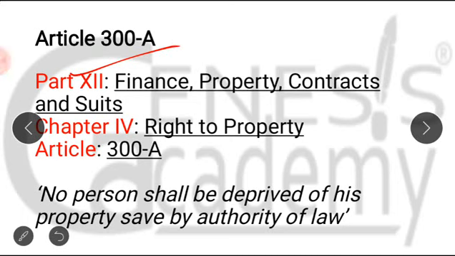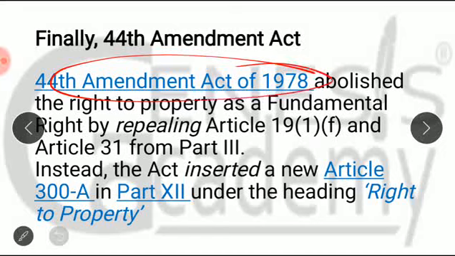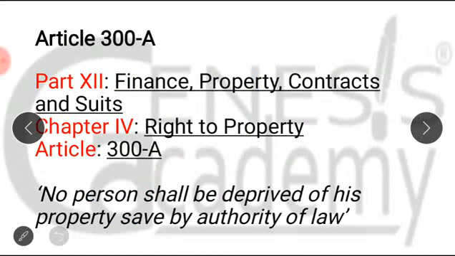Part 12 में 4 चैप्टर्स हैं. चौथा चैप्टर जो है इसका टाइटल है राइट टू प्रॉपर्टी, और चौथे चैप्टर में सिर्फ एक आर्टिकल है, दैट इज आर्टिकल 300A which was added by the 44th Amendment Act of 1978.